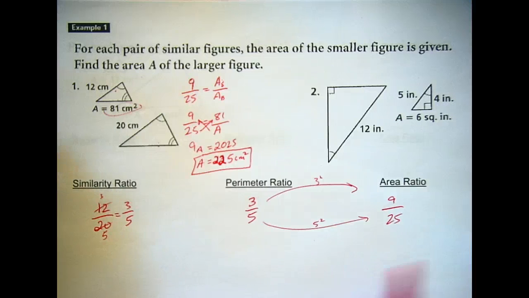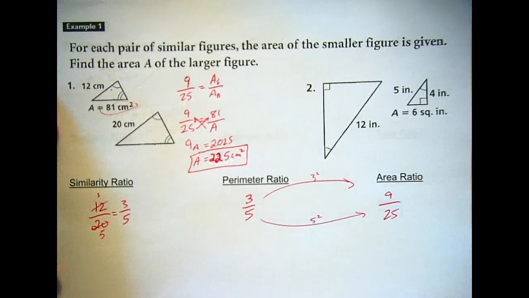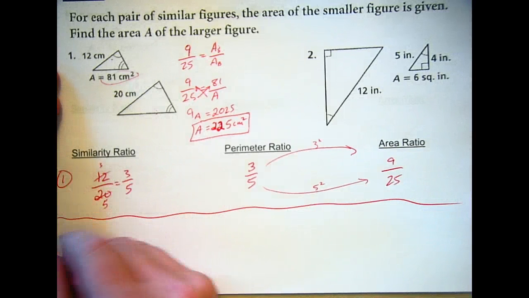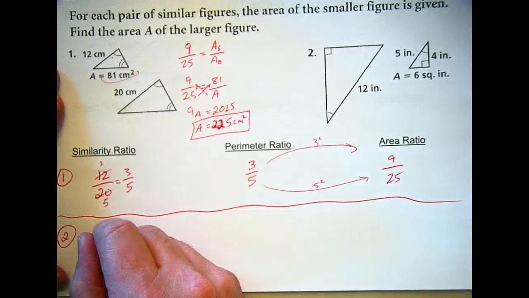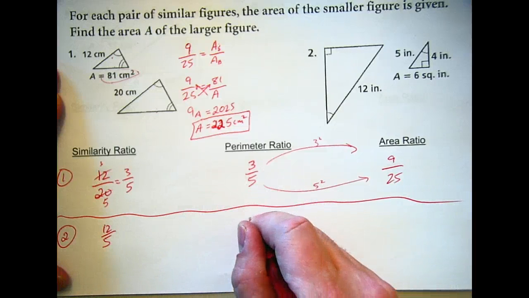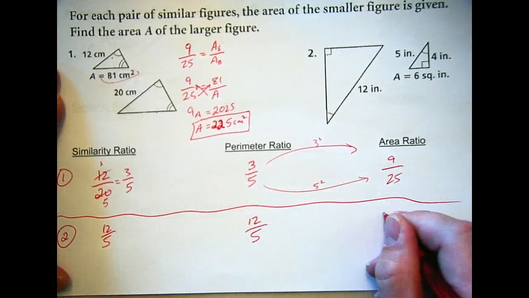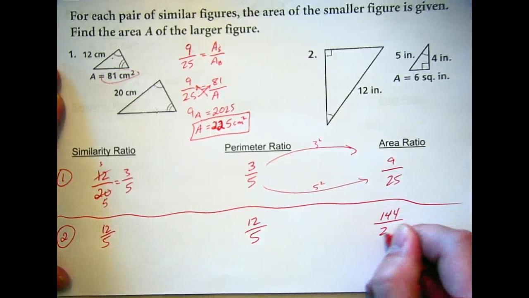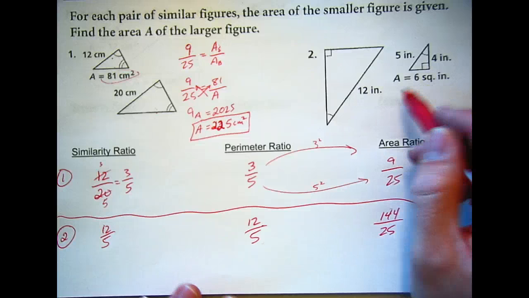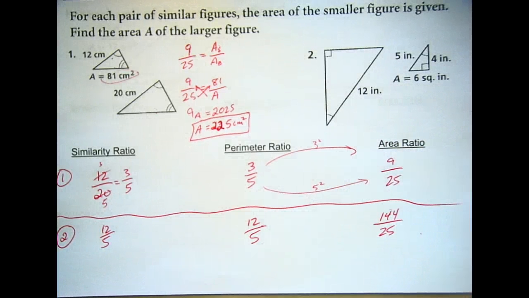Tell your neighbor what the similarity ratio is on number 2. Okay, so number 2, it's 12 to 5. Perimeter ratio? 12 to 5. Area ratio? 144 over 25. So just square that. Okay? I want you to set up what proportion you can use to solve this up here now. Okay, how many have an answer?